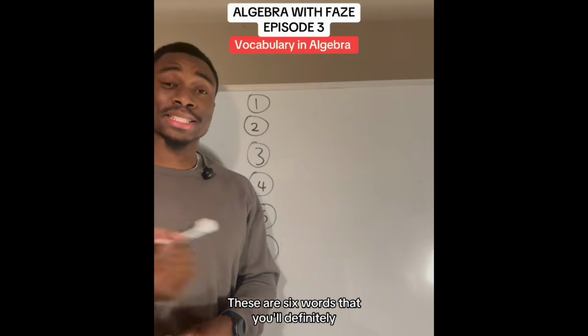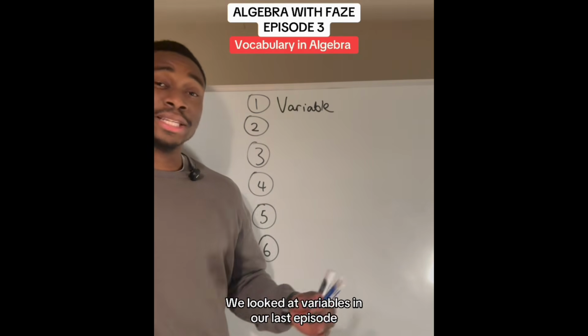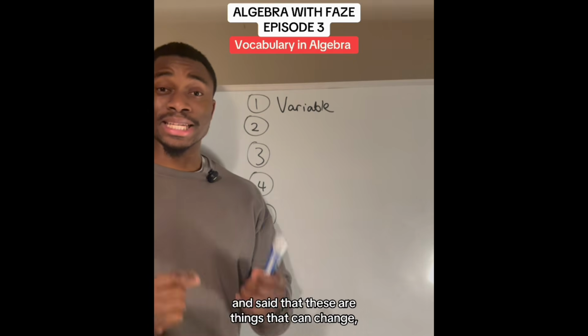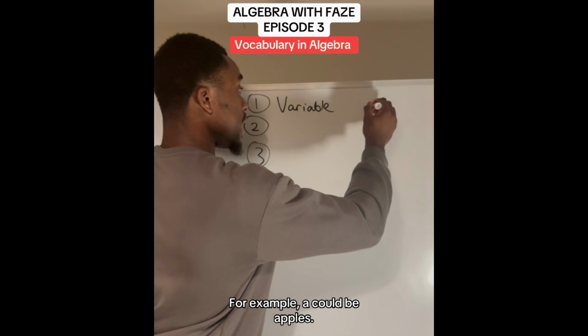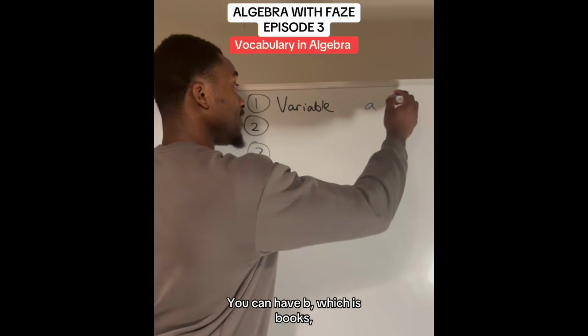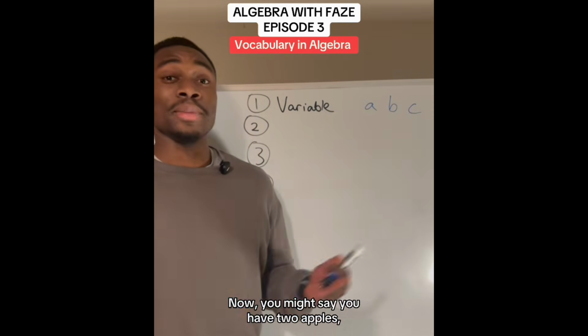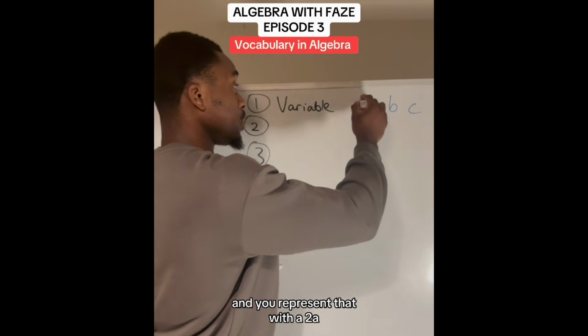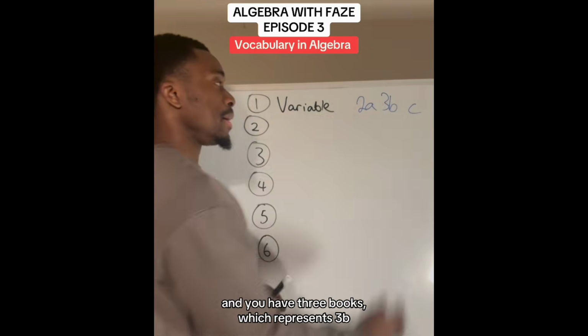These are 6 words that you'll definitely hear in algebra. The first word is variable. We looked at variables in our last episode and said that these are things that can change and you can represent them with letters. For example, A could be apples, you could have B, which is books, or you could have C, which is carrots. Now you might say you have 2 apples and you represent that with a 2A, and you have 3 books, which represents 3B, and so on.